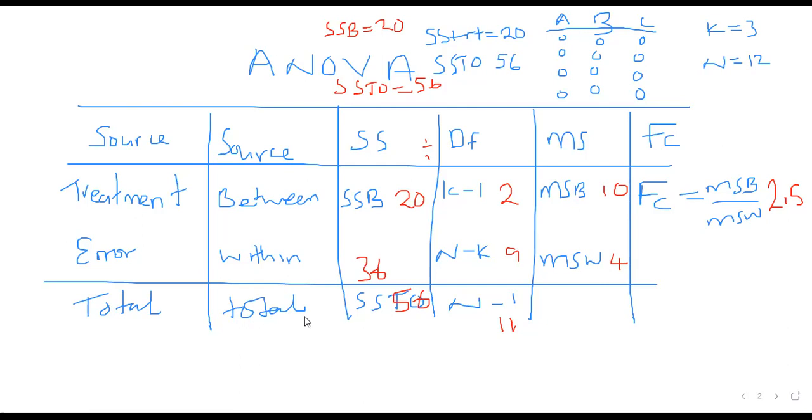So you can do it in two ways. You can just add them or use N minus 1. It will still give you the same answer. So our degree of freedom for the total, we can add those two up.